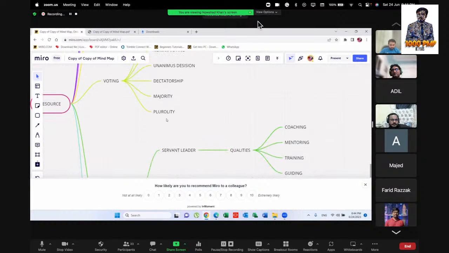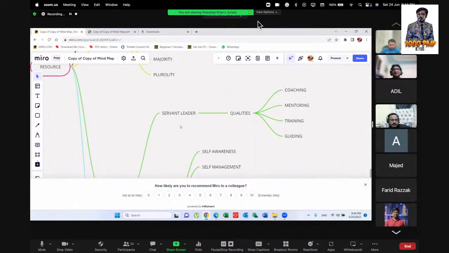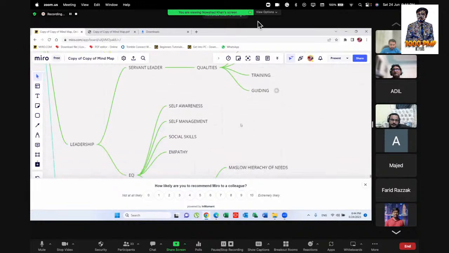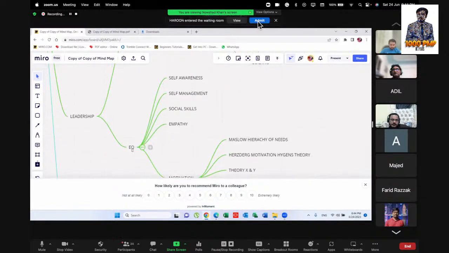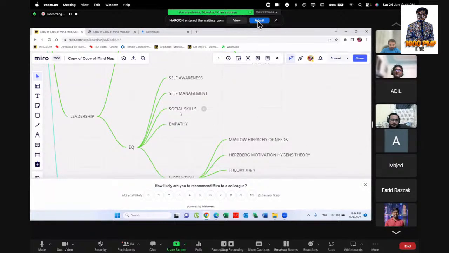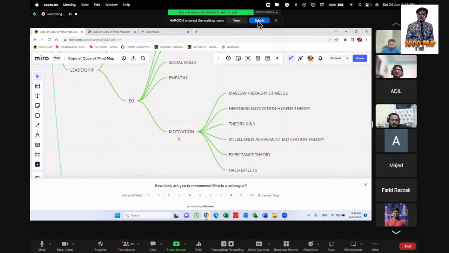dictatorship, majority, plurality. Then we are going to leadership. In leadership, we have servant leader, and the qualities of a servant leader: coaching, mentoring, training, guiding. Then we have EQ: self-awareness, self-management, social skills, empathy. Then the last one is motivation.